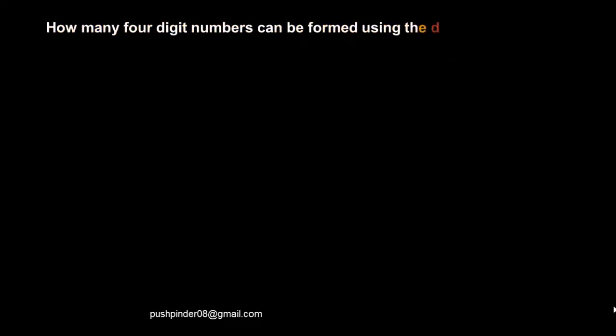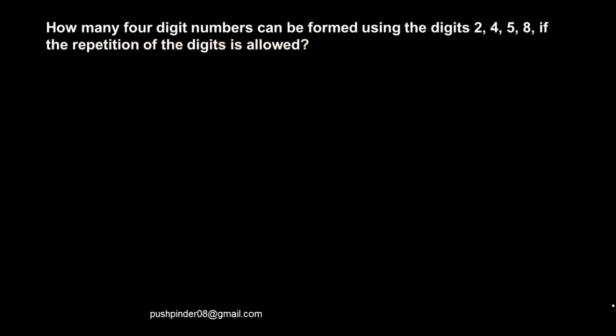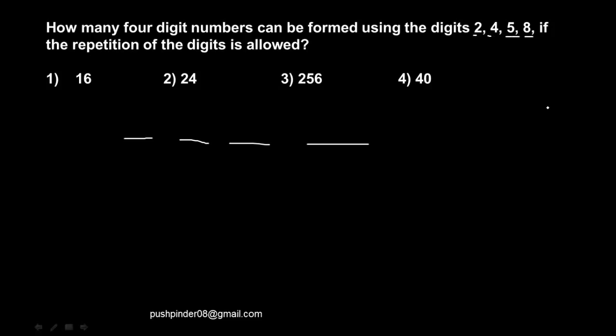Fine. So let's see this question. How many 4-digit numbers can be formed using the digits 2, 4, 5, 8 if the repetition of digits is allowed? So over here repetition of digits is allowed, and a 4-digit number has to be formed using these digits 2, 4, 5 and 8. You can use these digits any number of times you want.